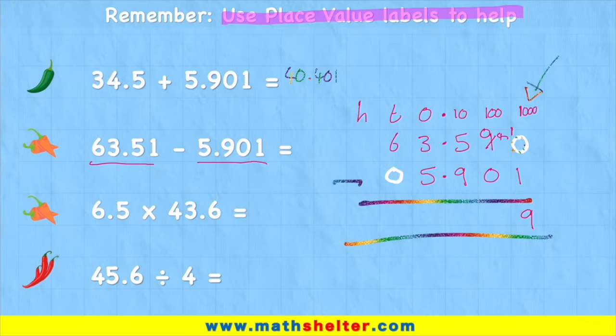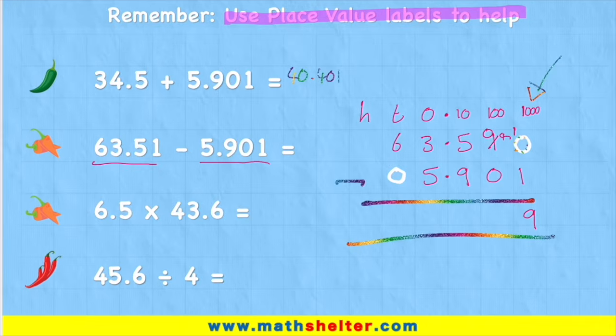Now I have a 0 in this hundredths column, so 0 subtract 0 is 0. 5 subtract 9 I can't do, so I have to borrow from the next available digit, which is the 3. 15 subtract 9 is 6, put back my decimal. 2 subtract 5 I can't do, borrow from next door. 12 subtract 5 is 7, 5 subtract 0 is 5. So my answer to 63.51 subtract 5.901 is 57.609, or 57 and 609 thousandths.